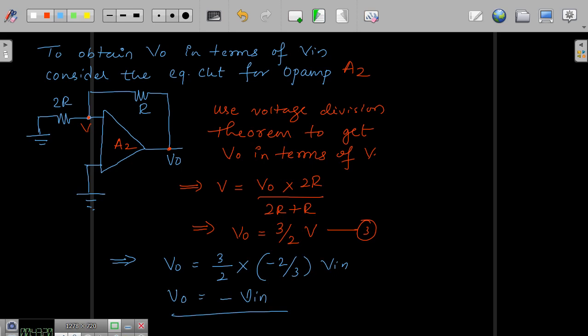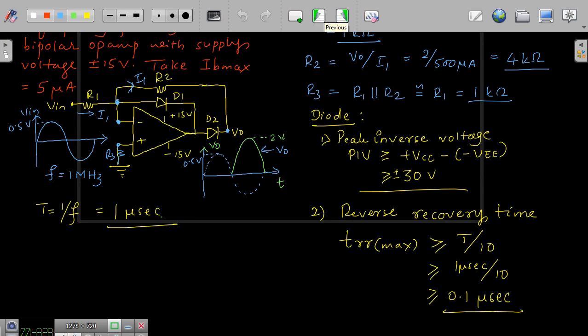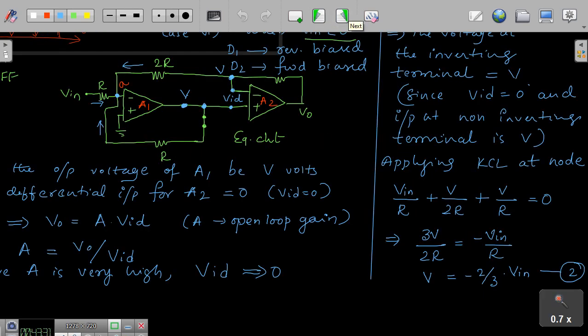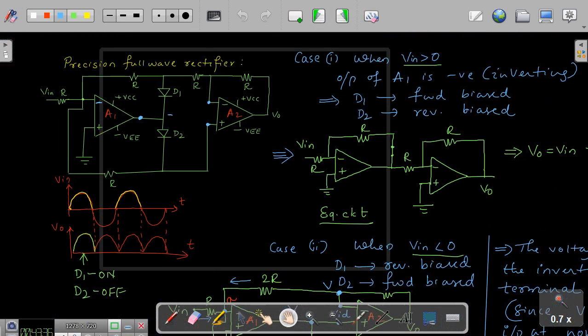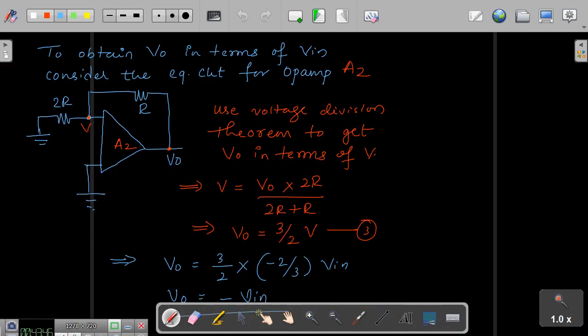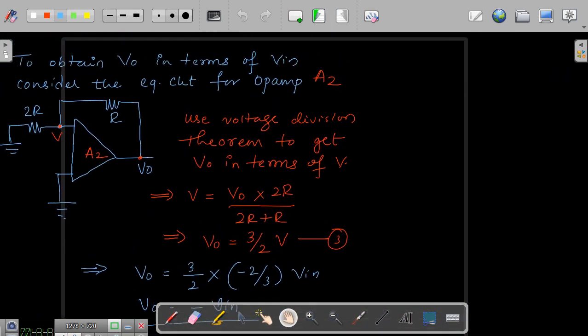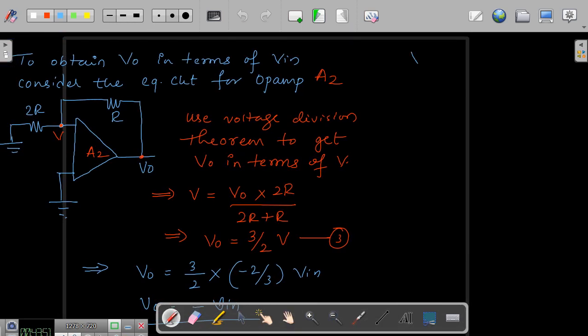But we have gone with the double inversion here, right? Because I will go back 1 second. I will go back to this. So where is my circuit? Yeah, it is here. Okay, so we have one inversion here at A1. We have got one more inversion. So because of the double inversion, we are going to get the output V0 is equal to V in because of double inversion.